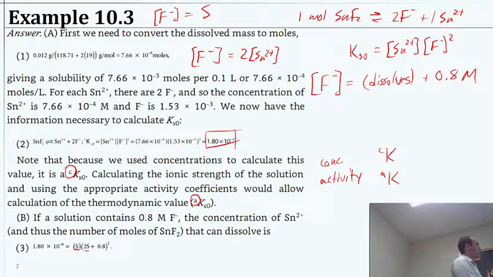That would make sense, because if S is that solubility, that would be the moles per liter of the stannous fluoride that dissolved. And then that would make sense. So let's define S a little differently then.